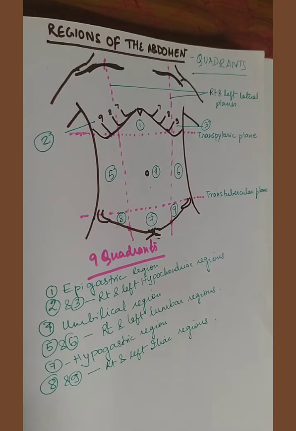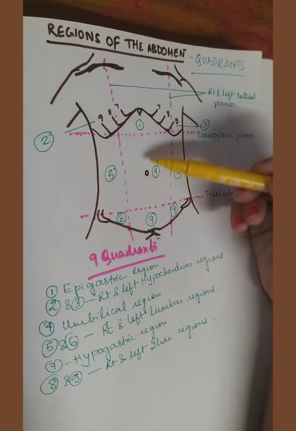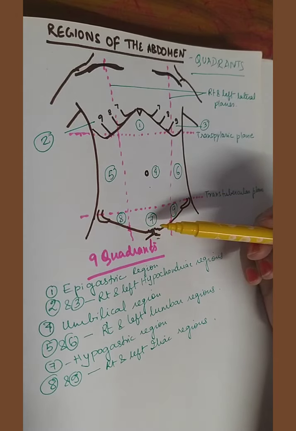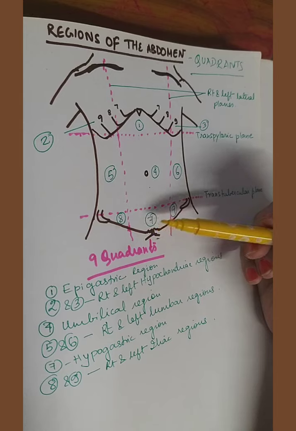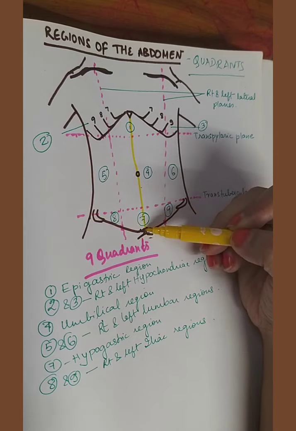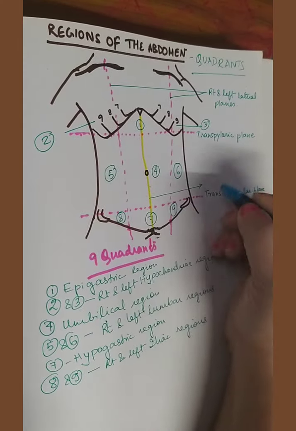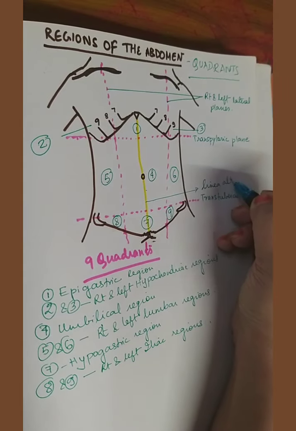Alright. Now there are actually 3 important landmarks we will discuss here before we go to the anterior abdominal wall. The linea alba. The linea alba is a linear depression in the median plane. It extends from the tip of the xiphoid process to the top of the symphysis pubis. This is the linea alba.